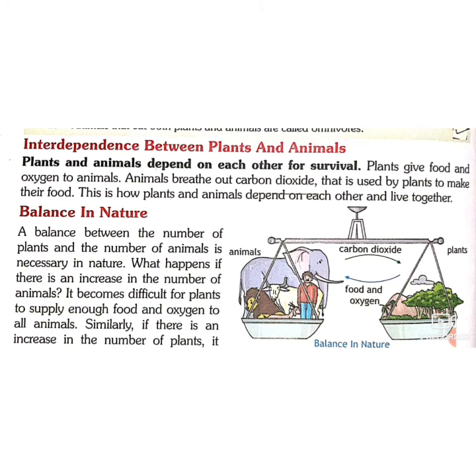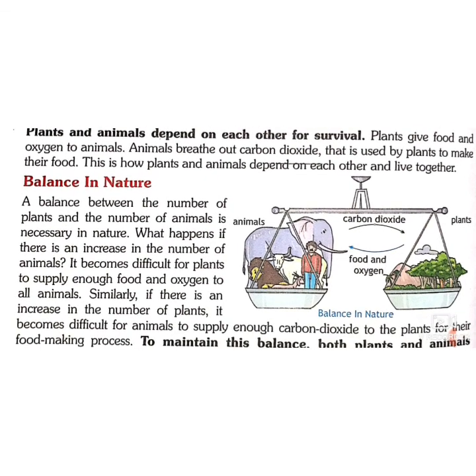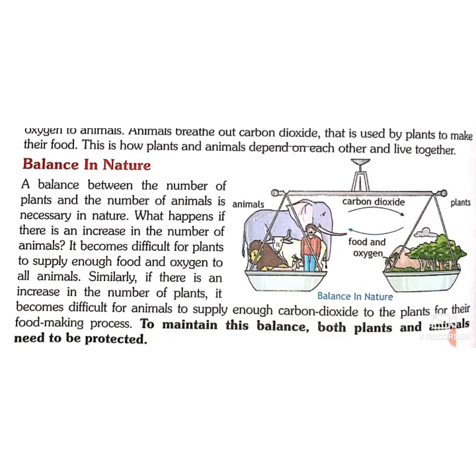And animals breathe out carbon dioxide, and when we breathe out, we release carbon dioxide, and this carbon dioxide is needed by plants to make their food. So this is called plants and animals depend on each other and live together.